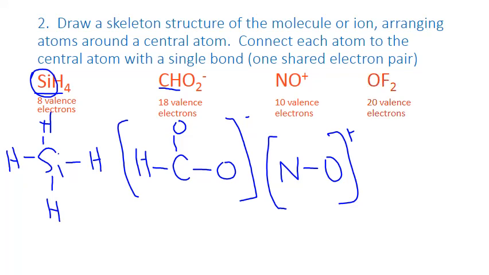Let's do our last skeleton structure, for oxygen difluoride. Oxygen we have just one of, which means it's most likely the central atom. It's also less electronegative than fluorine. Fluorine's the most electronegative element on the periodic table. So this becomes pretty simple. We put our oxygen in the center, we put a fluorine on each side, and we connect with a single dash.